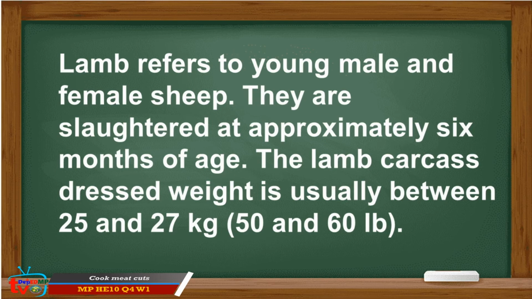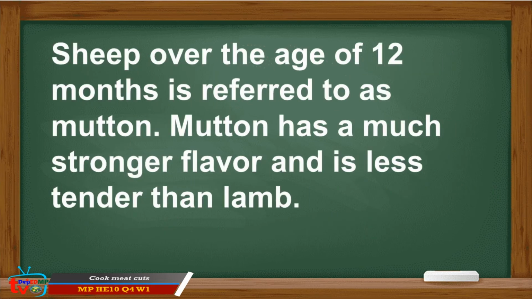Because it is young, lamb is very tender, promoting dry heat cooking for most of the animal. Due to the high price per pound and small carcass size, lamb is most often marketed with the bone in. Sheep over the age of 12 months is referred to as mutton. Mutton has a much stronger flavor and is less tender than lamb.